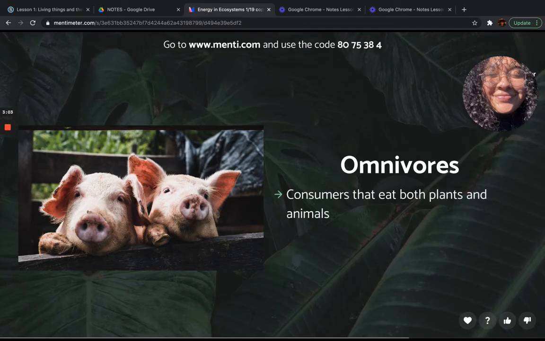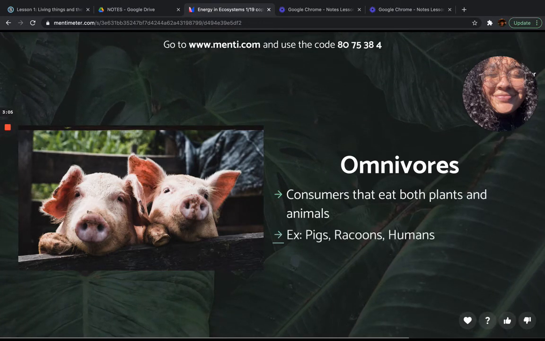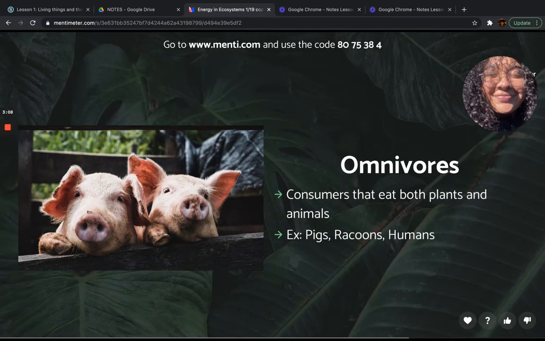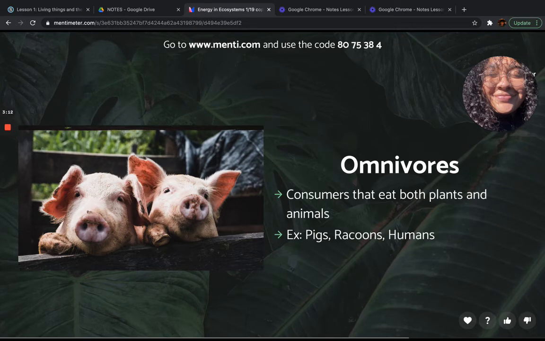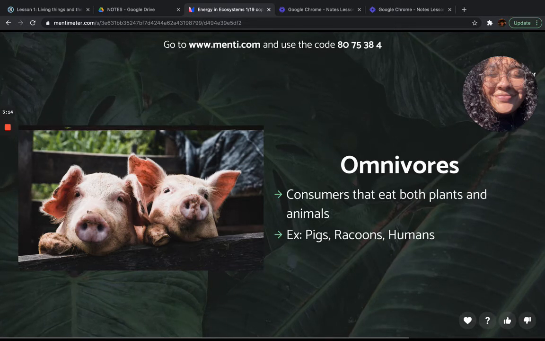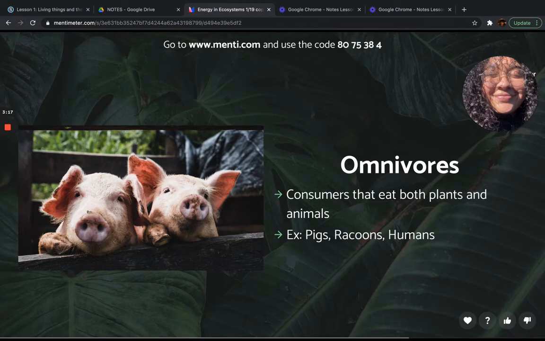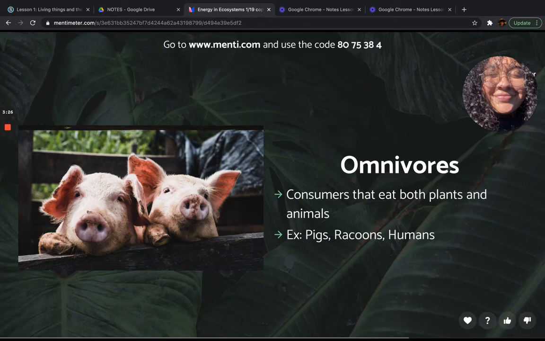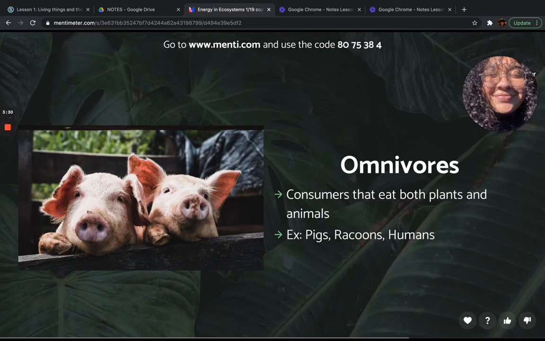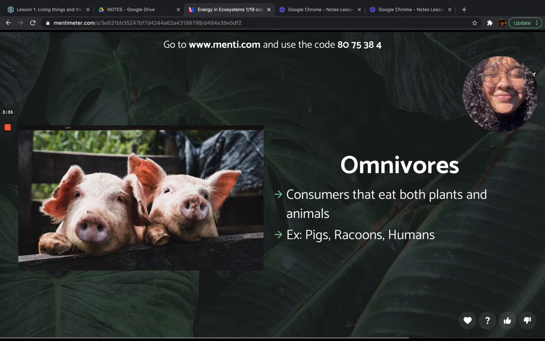And then there are omnivores. Those are consumers that eat both plants and animals. So examples of these are pigs, raccoons, and humans. So you may say humans can sometimes be vegan and can only eat producers. But humans can actually eat both. They just are choosing not to eat animals. Okay? So omnivores, they can eat both plants and animals. So humans, we have a choice. We could eat both, or just one.